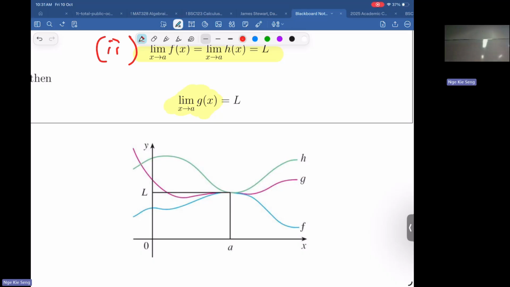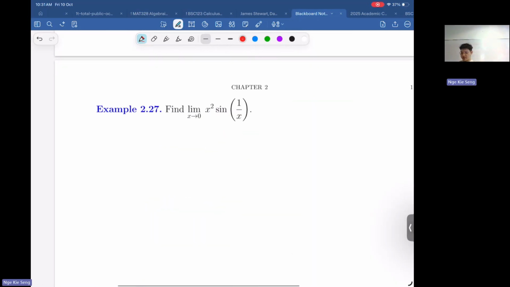You can see that this picture has some extra hack here. You see this g is not squeezed when x is less than 0. But that's fine. We only care about an open interval, a small interval in particular around a. It has to be true there. We only care about very close numbers near a. All right, so let's do this question here.